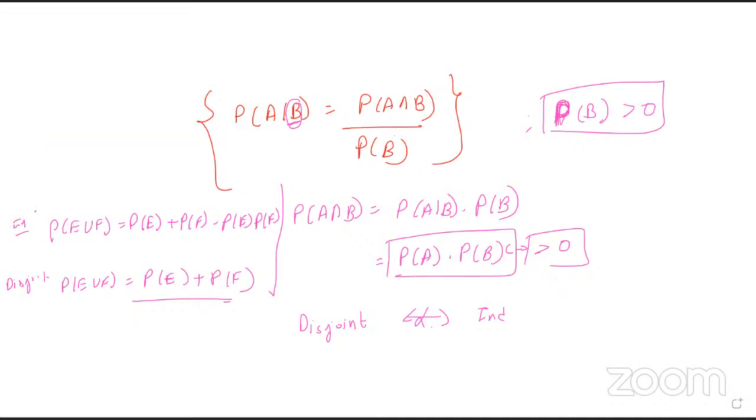Okay. Anything else? Anyone? But sir, the intersection of any event with a null event will always be 0, no, sir? Yeah, that's why I'm saying it should be greater than 0. Okay.